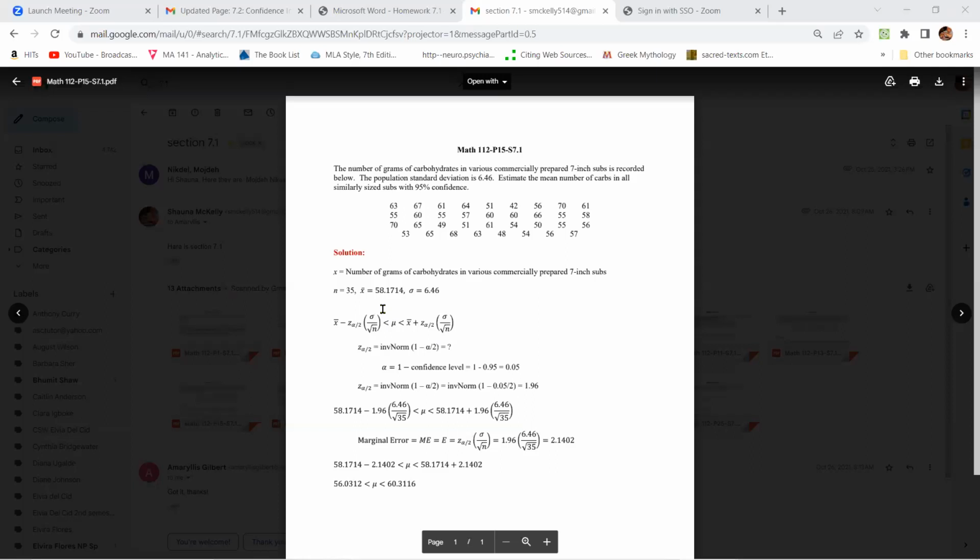Yeah, so the mean is 58.1714. Good. We got all that. We did the calculation. We got 2.1402. Yeah, so she rounded her final answer to 4: 56.0312 and 60.3116. Okay. It's less work if you don't have raw data. If she gives you all these values already, all you do is plug it straight in. But when you have raw data, you need to get the mean and sometimes the standard deviation first.